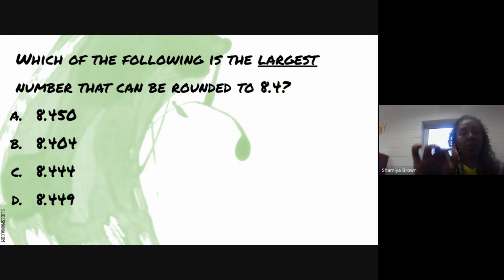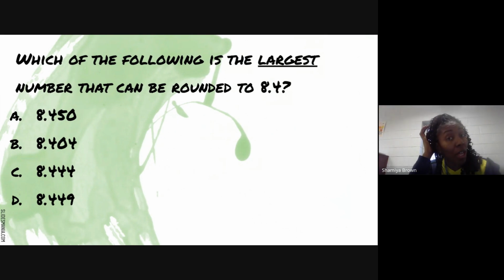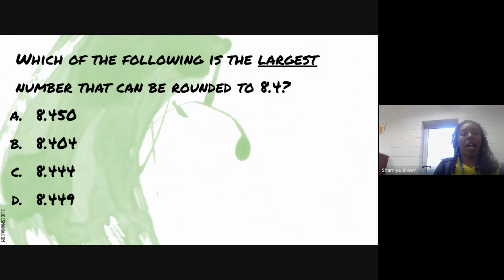Clear all. So this says, which of the following is the largest number that can be rounded to 8 and 4 tenths? So I have to look at these numbers to see which one would round to 8 and 4 tenths, which is the biggest one that can round to 8 and 4 tenths. So that means more than one of these may be able to round to 8 and 4 tenths, but I have to see which one of these numbers is the largest one that can round to 8 and 4 tenths. So I'm going to look at each one.